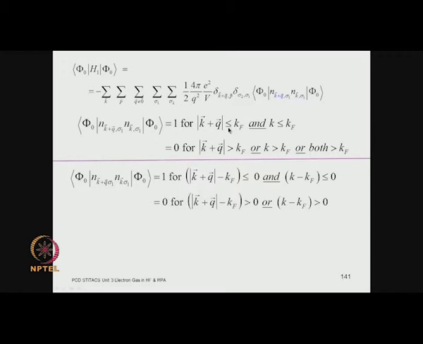So, k plus q must be less than or equal to kF, or if you subtract k from both sides of this inequality, k plus q minus kF should be less than or equal to 0, and this condition becomes k minus kF less than or equal to 0. So, it is the same condition written differently, and this is the Heaviside step function which is popping up.